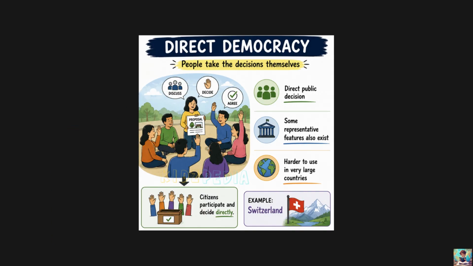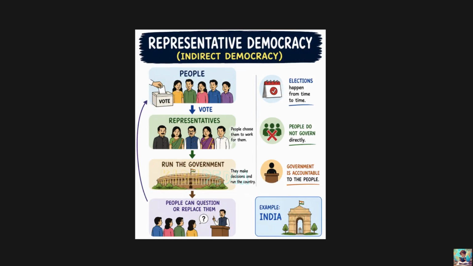Direct democracy is easier to use in a smaller population. In a very large country, it becomes difficult for everyone to take part directly in every decision. Switzerland is an example of direct democracy. So remember, direct democracy means people directly take part in decisions. Then, representative democracy, also called indirect democracy.